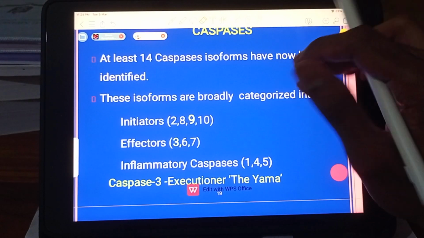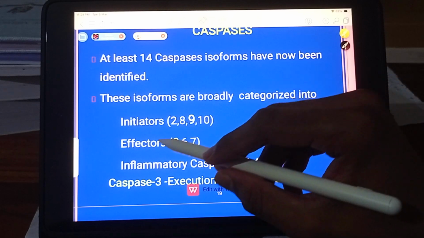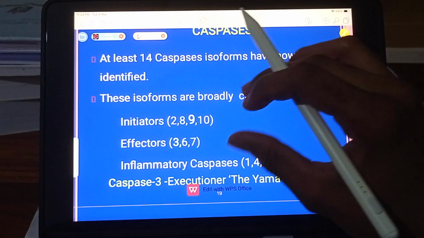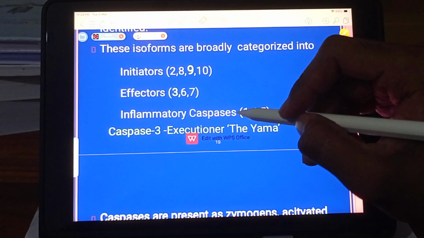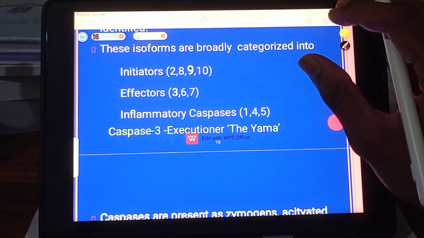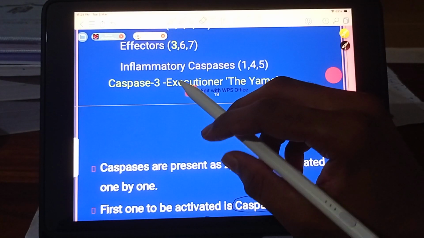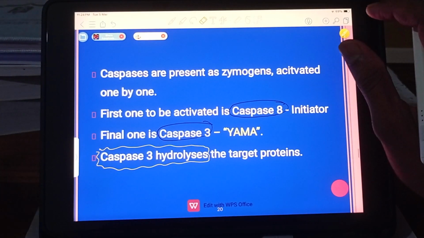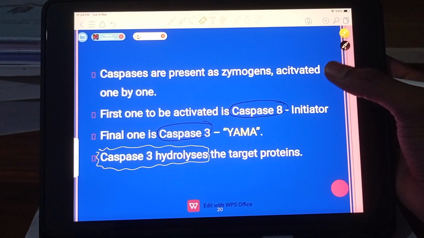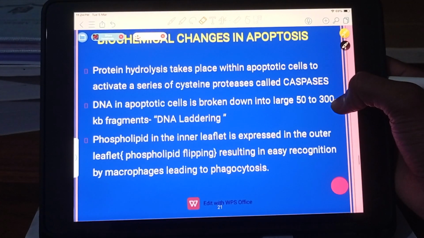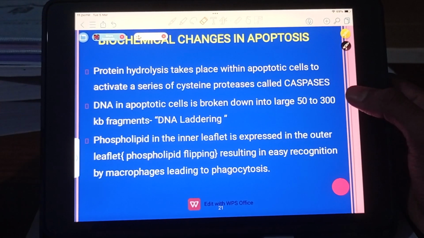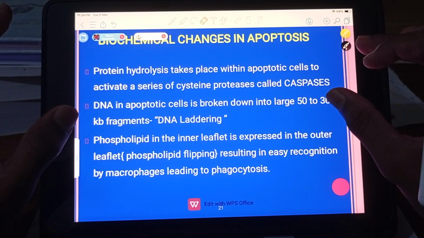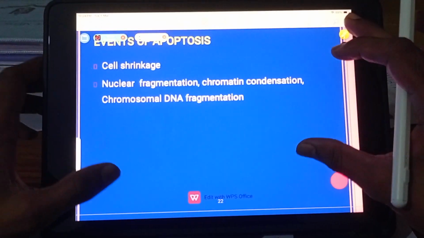What are the caspases? I told you. Initiators are 2, 8, 9 and 10, and then the effector or execution caspases. Then inflammatory caspases are also provided here. At last, caspase 3 is the execution caspase, and it is called YAMA. This is the thing that you have to understand. Then what are the biochemical functions that occur in caspases? DNA laddering occurs, then DNA rupture occurs, that we all know.